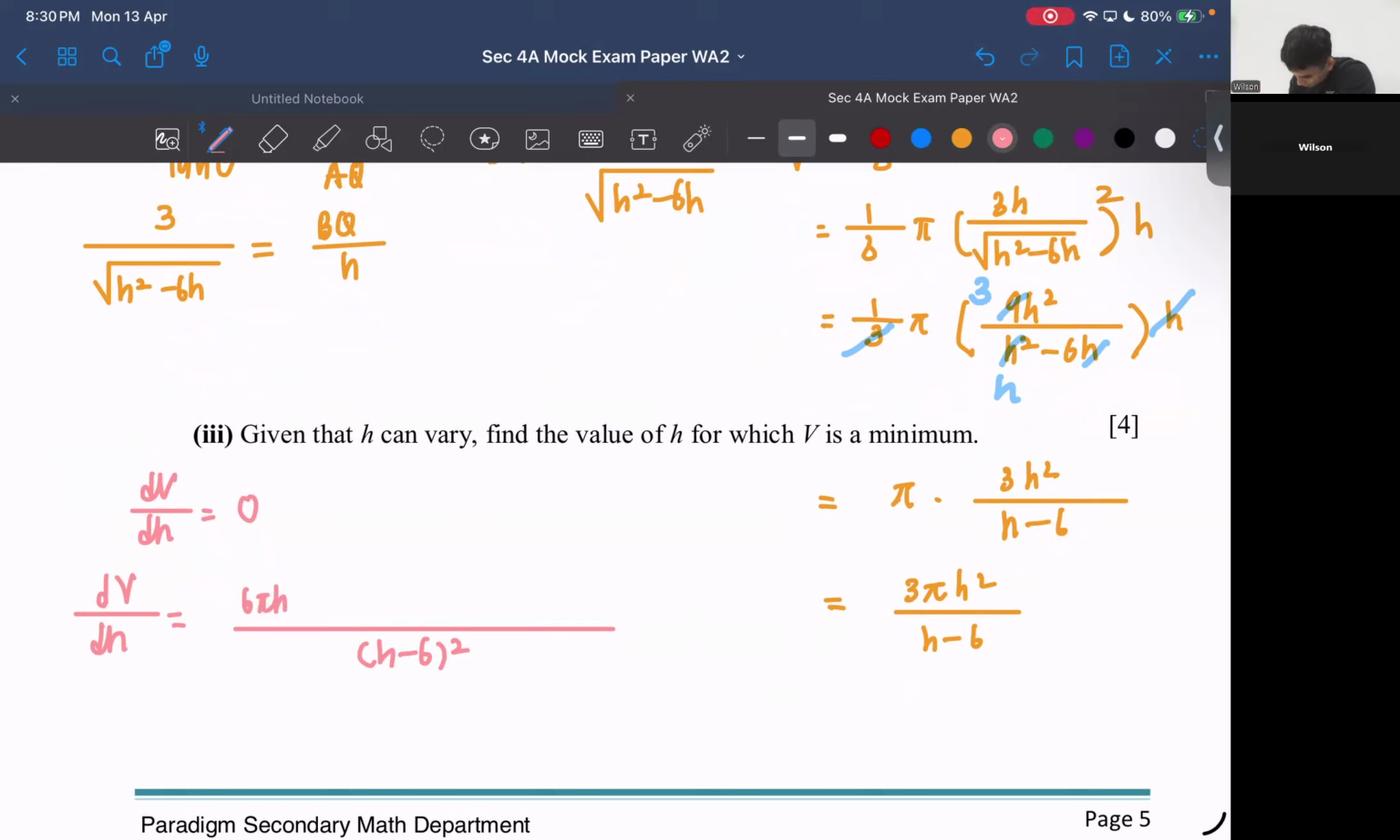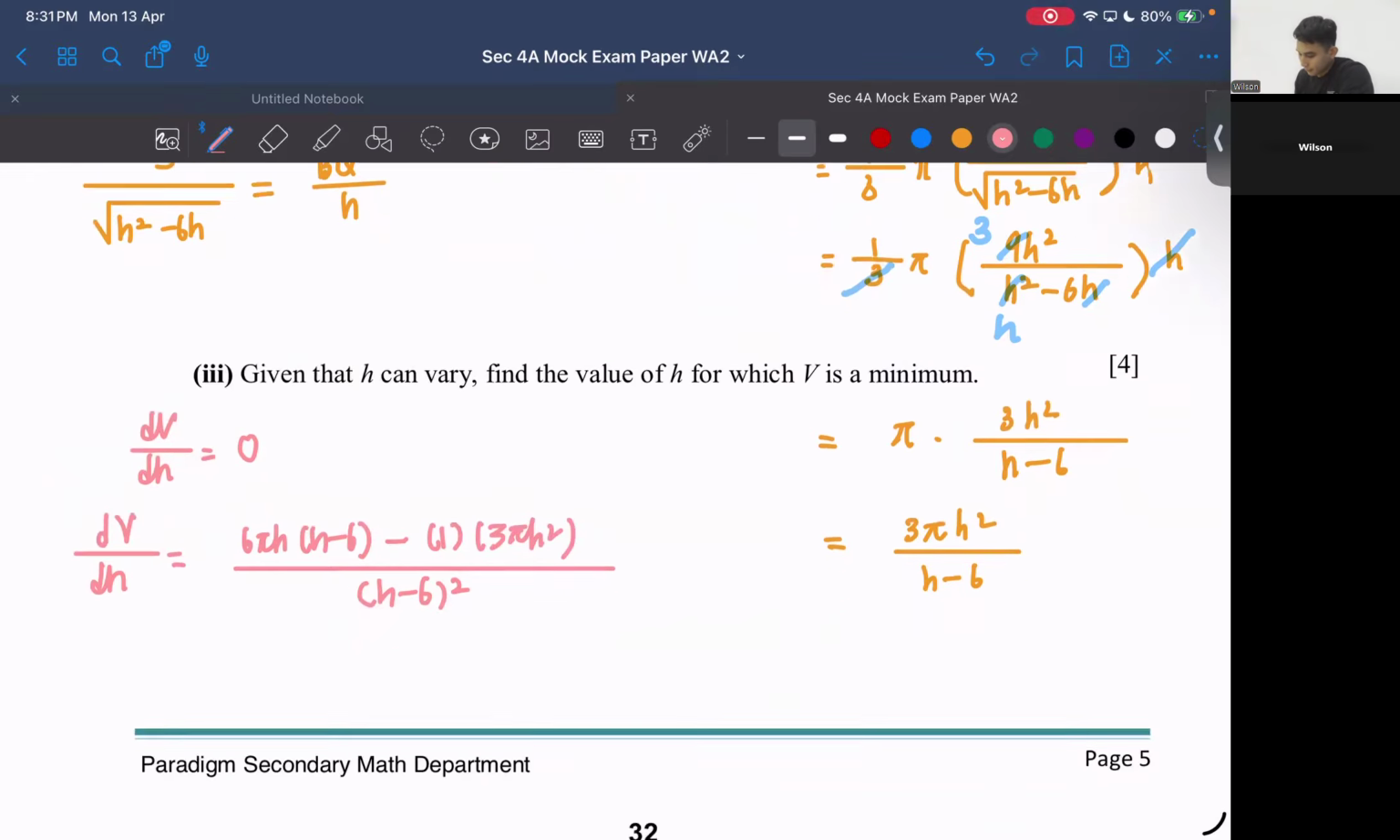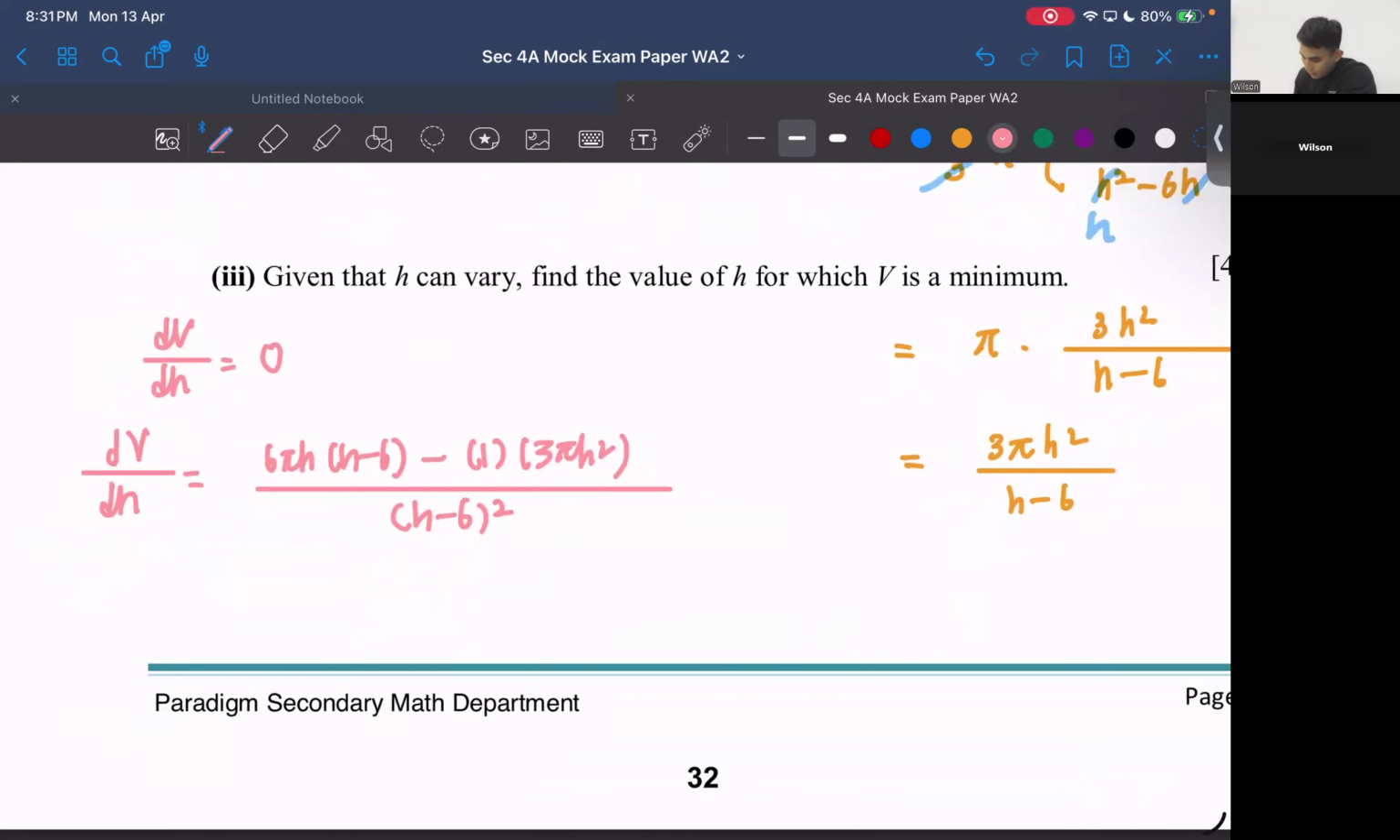Then I copy the bottom, which is h minus 6. Minus sign, differentiate the bottom, which is 1. And copy the top, which is 3 pi h squared. Okay, so everybody, let's go and multiply them. 6 pi h squared minus 36 pi h minus 3 pi h squared over this.